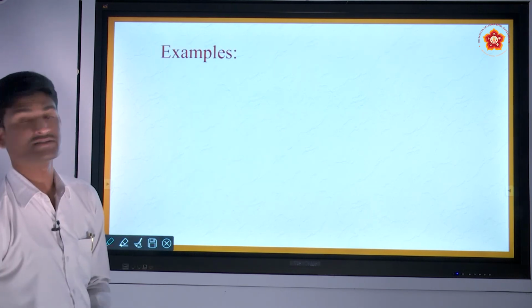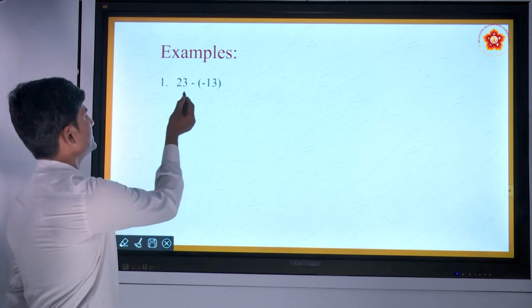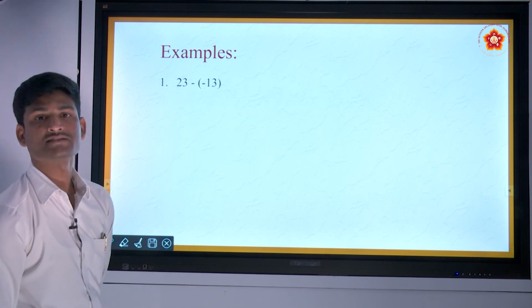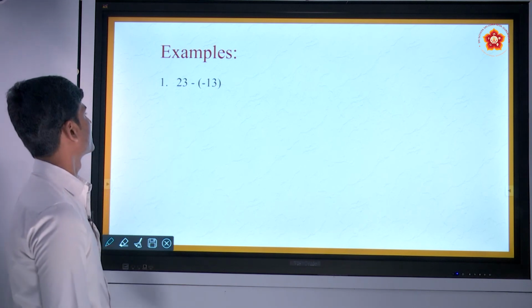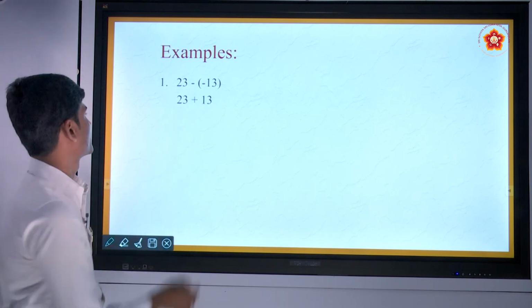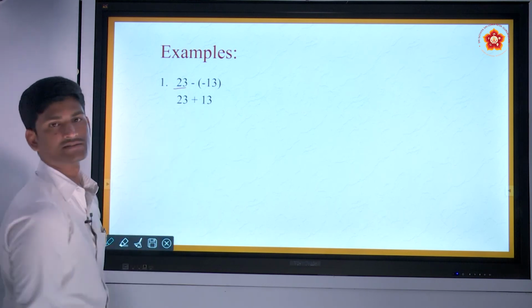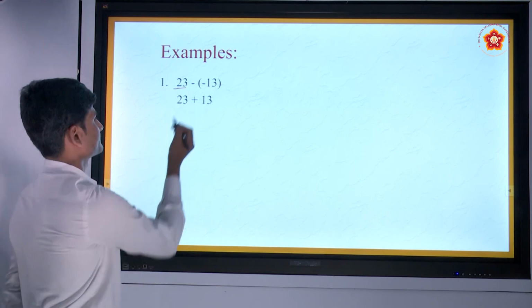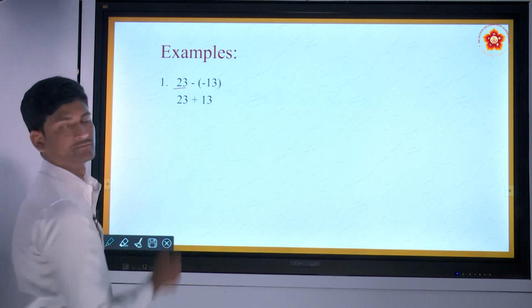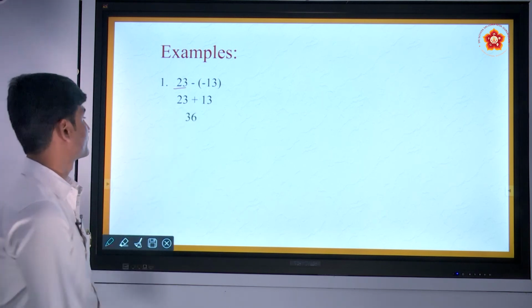Then I take some examples. First one, 23 minus of minus 13. Here first remove brackets, 23 remains same. Minus into minus is plus 13, right? 23 plus 13, how much?